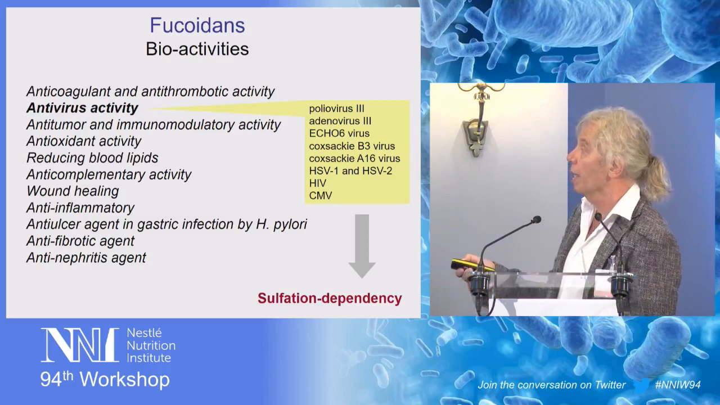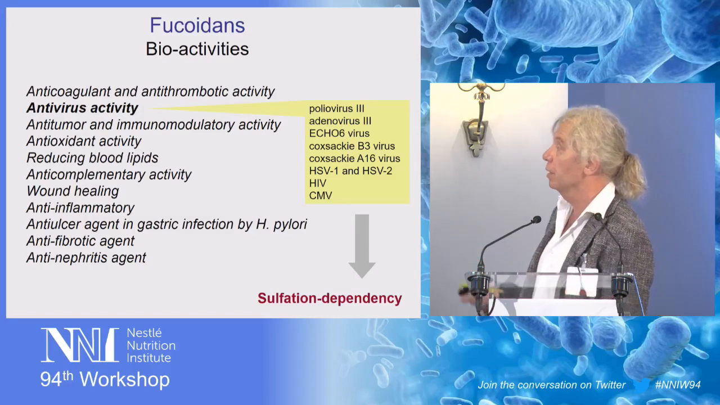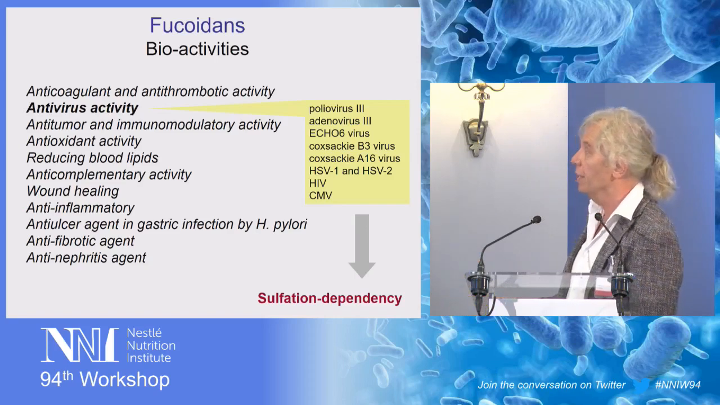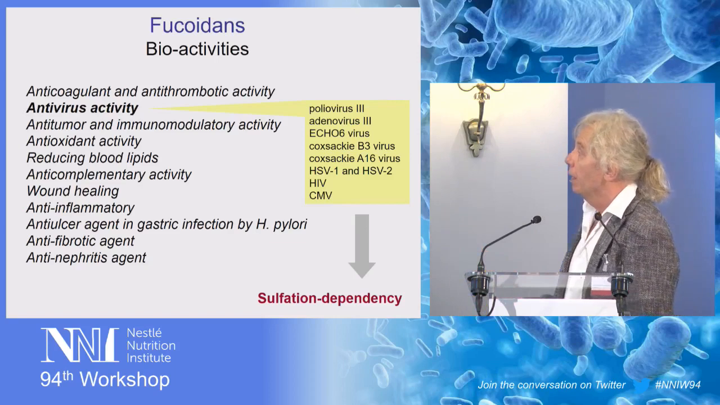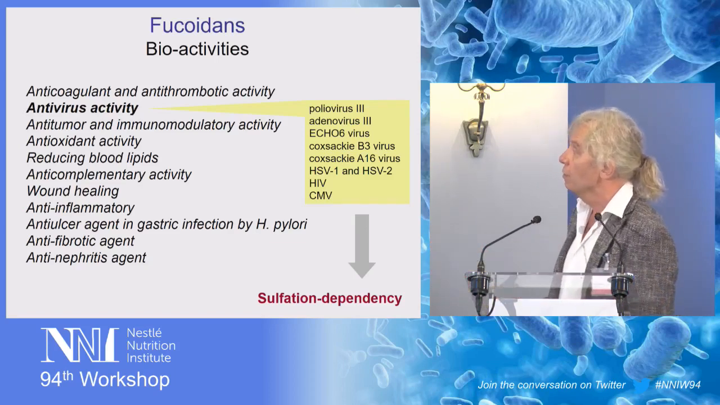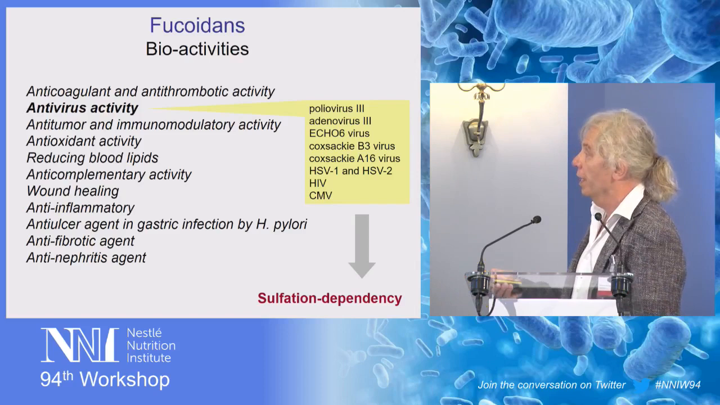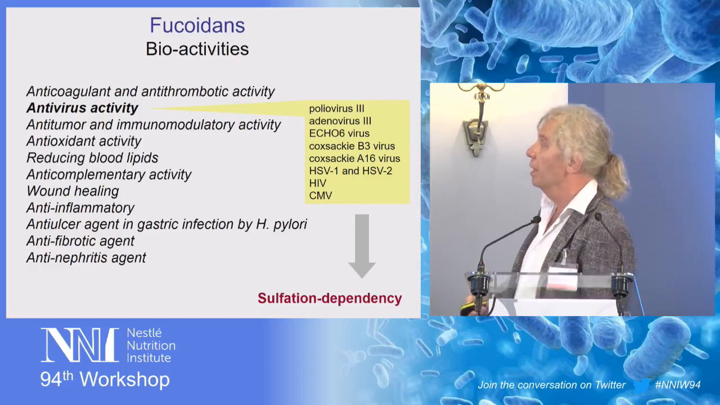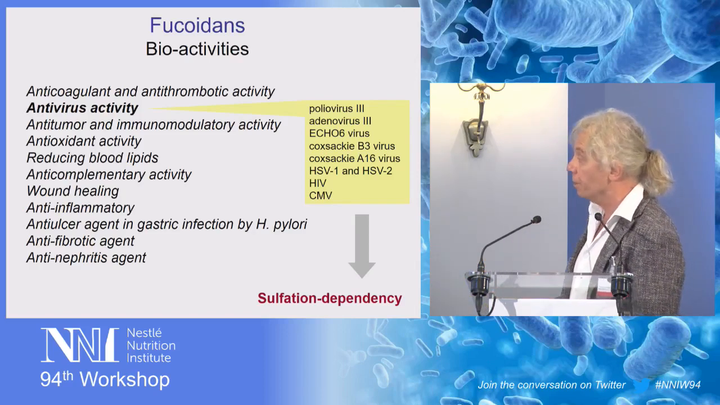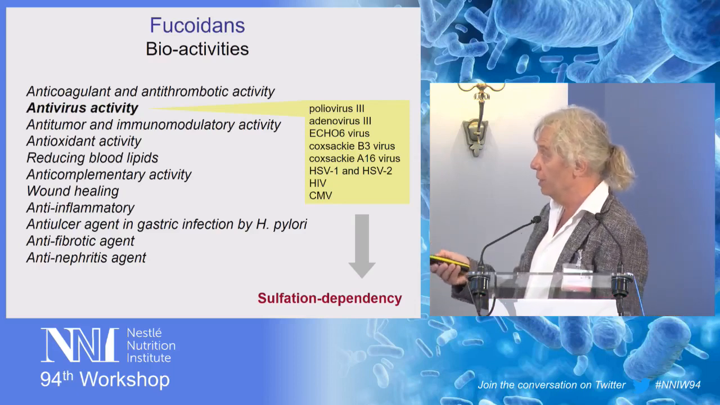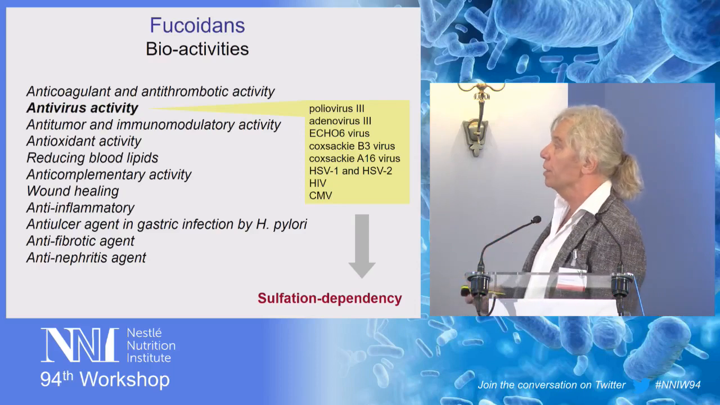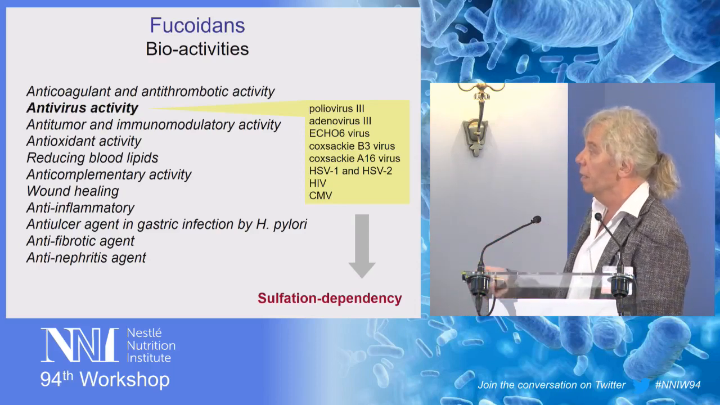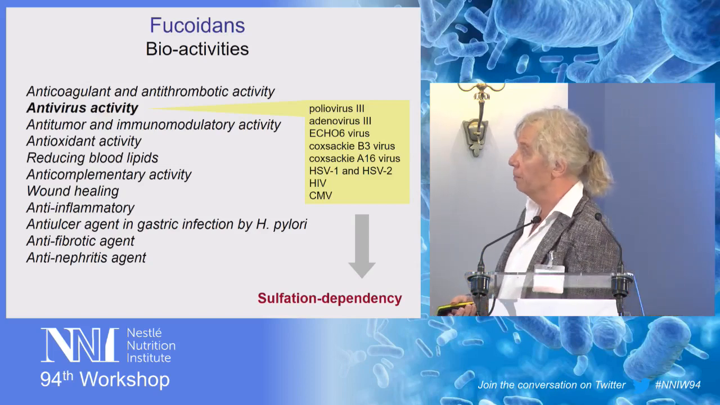So these fucoidins are known for some time, and they have been shown to exert a multitude of bioactivities, among others anticoagulant and antithrombotic activity, anti-tumor and immunomodulatory activity, and so on. And among others also antiviral activity, for example against poliovirus, adenovirus, HIV, cytomegalovirus and herpes simplex viruses. But I have to say all these effects have nothing to do with the binding competition, so the mechanism here is completely different, and it's totally dependent on sulfation of the fucoidin.